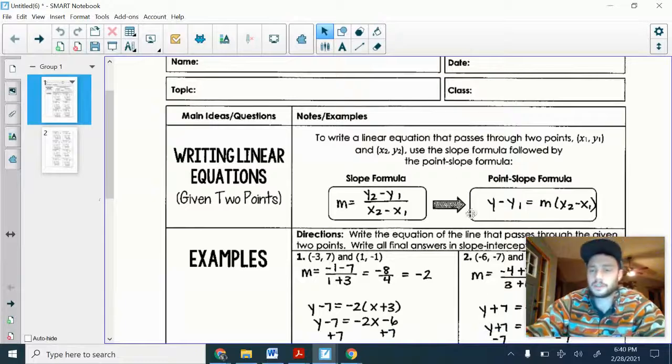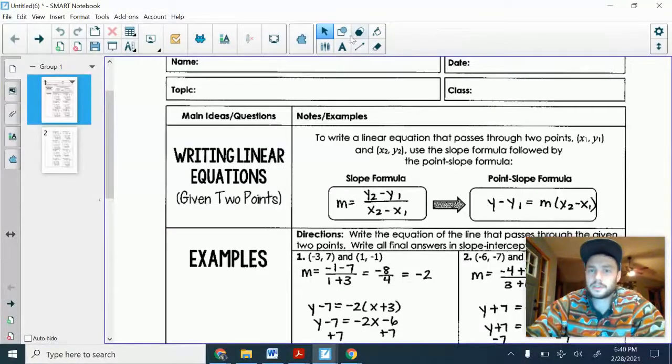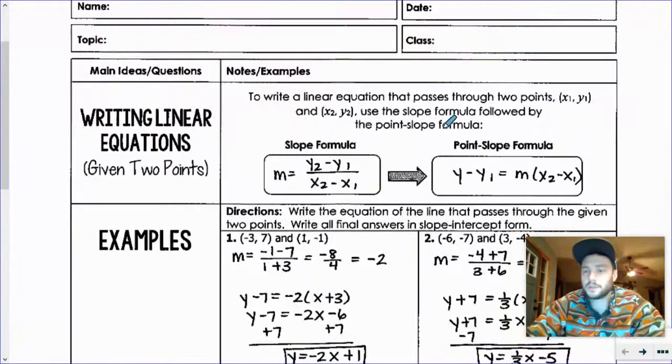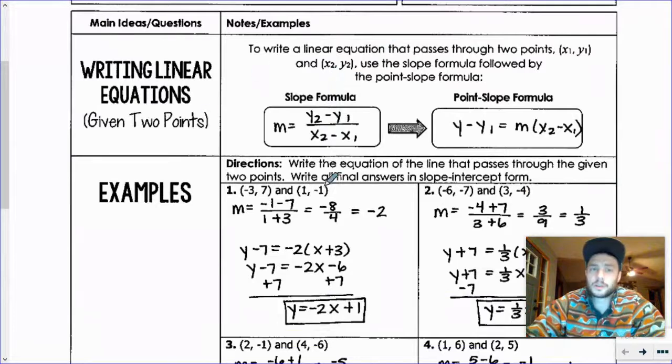I'll post these filled out notes. You don't have to take any notes during this, but you should just absorb and figure out what sections you need. The good news is you have both of these formulas, and you've seen both of them before, so it's not honestly anything really new today. You're just going to put these two things together.